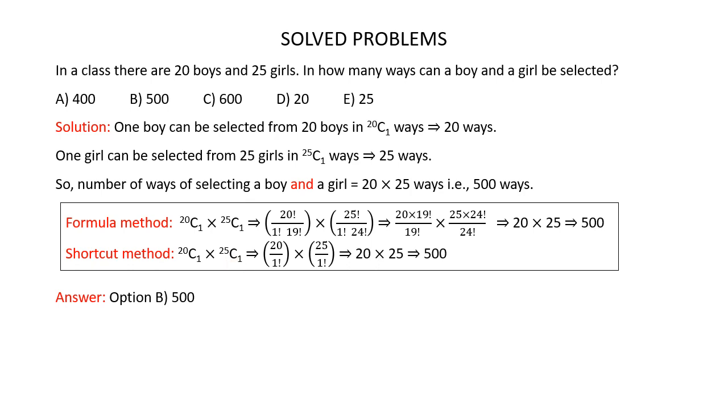25C1 is nothing but 25 in the descending order, there has to be a multiplication of one number, so 25 in the numerator, divided by 1 factorial in the denominator because 1 is the subscript here. So now we have 20 divided by 1 factorial multiplied by 25 divided by 1 factorial. We know that 1 factorial is 1. So we get 20 multiplied by 25, which is 500. So there are 500 ways of selecting one boy and one girl from 20 boys and 25 girls. So the correct answer is option B, 500.